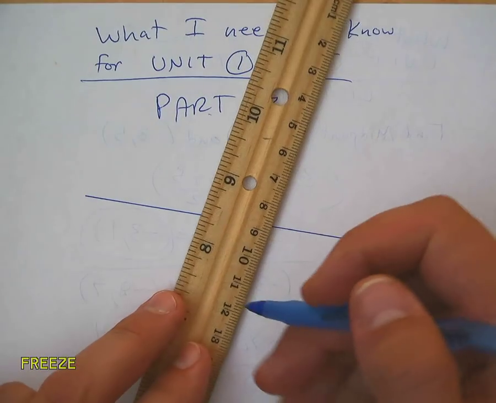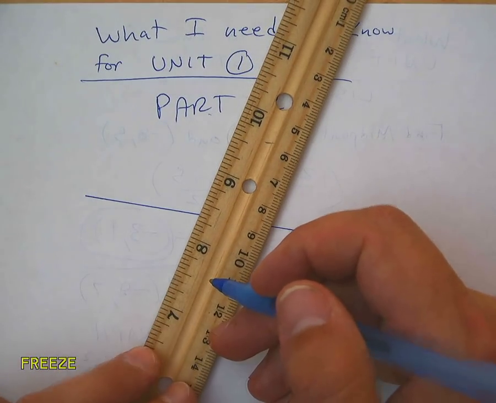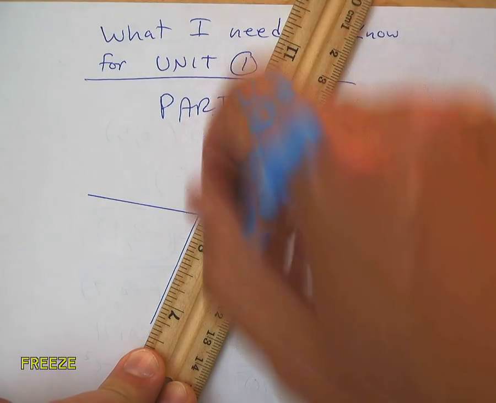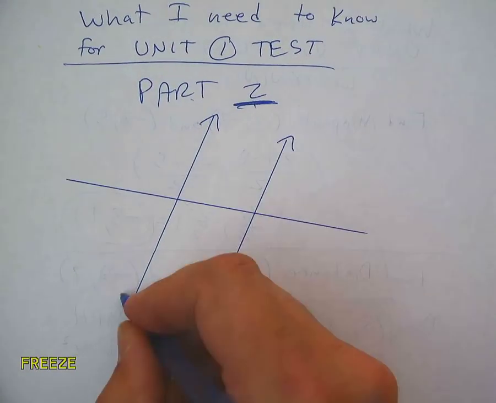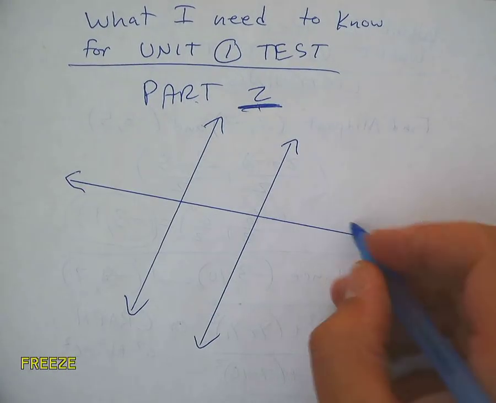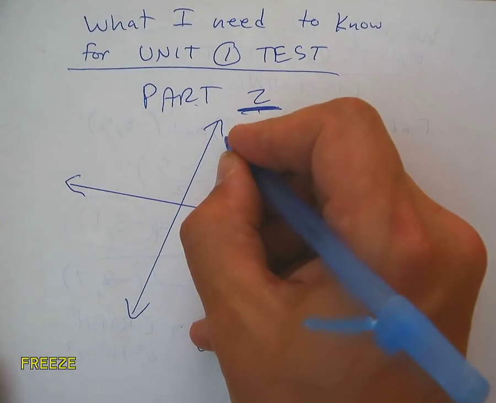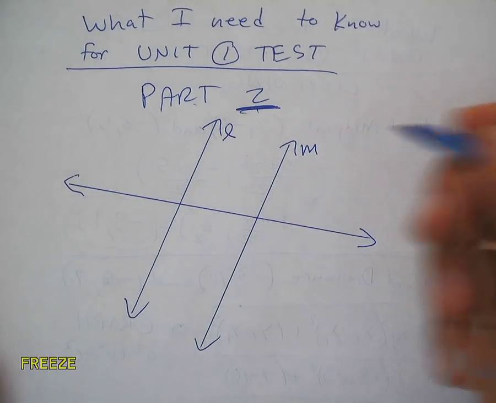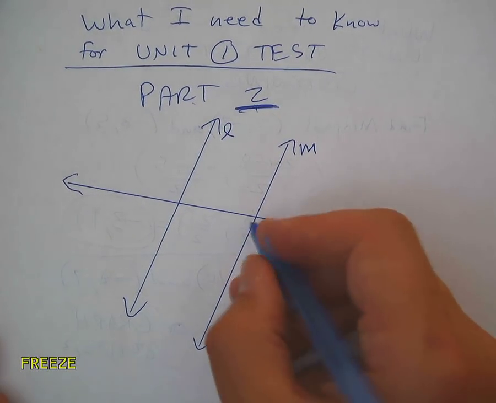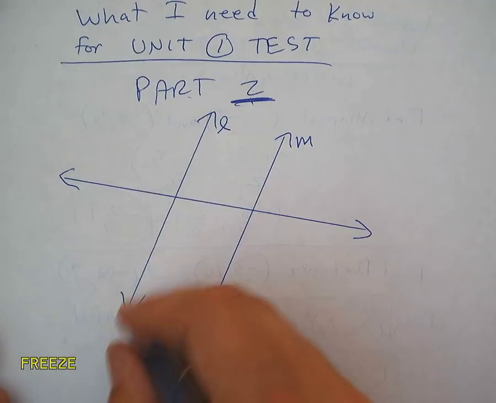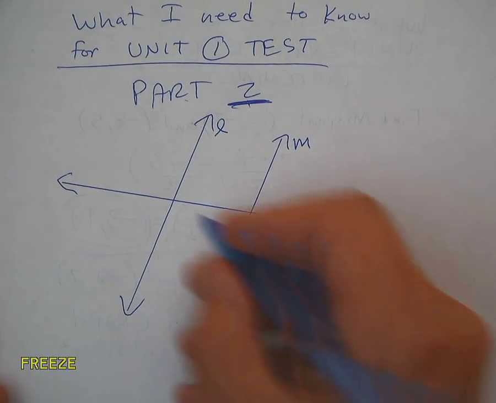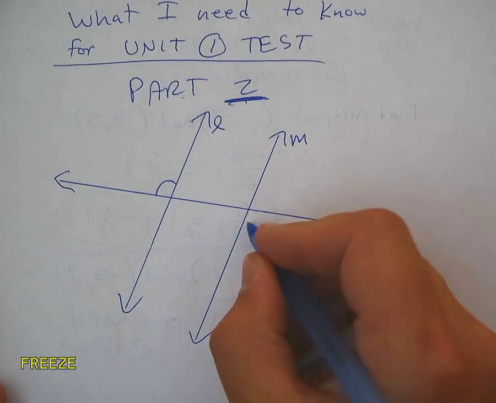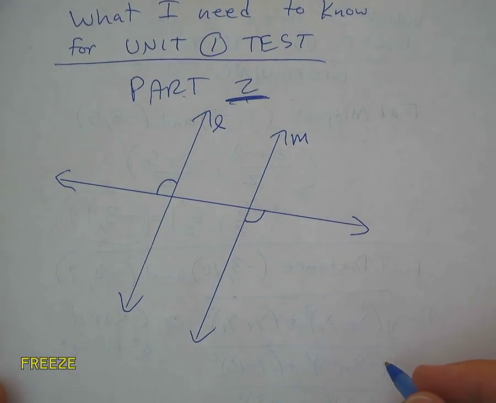Then I'm going to draw in two parallel lines. All right, I'm going to put little marks on the end here. We're going to call this line L, and this is M. Okay, now, these are parallel lines. This is what's called a transversal, remember. So, if I have these type of angles right here, I need to know what they're called.